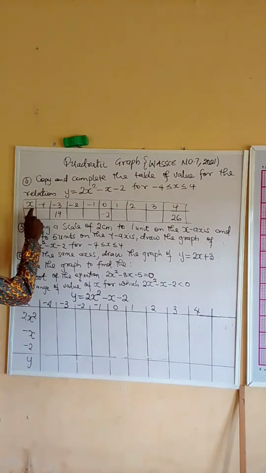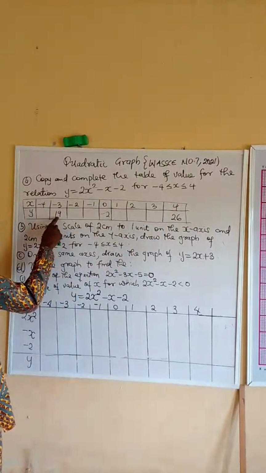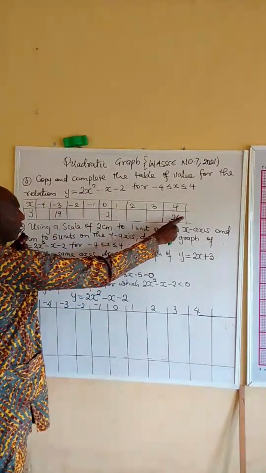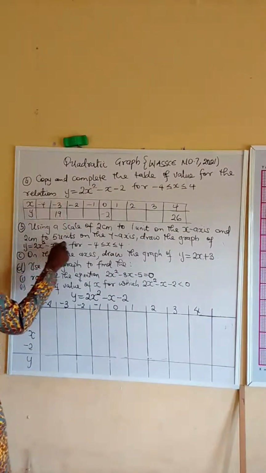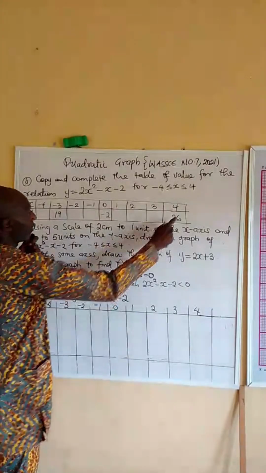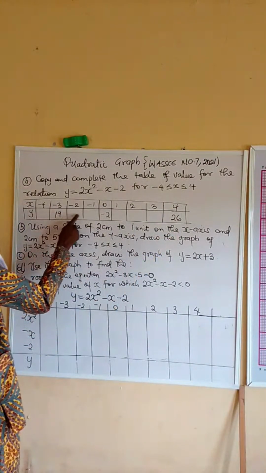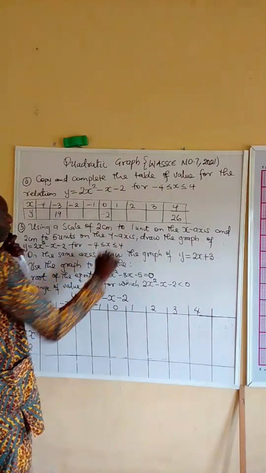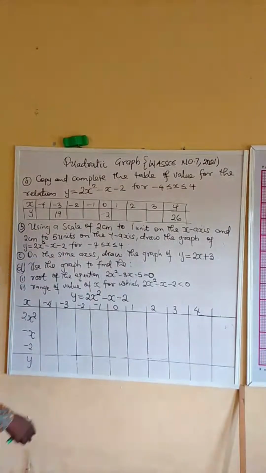Now, look at the question here. We have to copy this table. x is minus 4 as given to us here. Some numbers will be given to you by y. 19 is under 3. Minus 2 is under 0. 26 is under 4. Your duty is to get what is missing here. The process of doing it, if you cannot get these given values, your working is not correct.